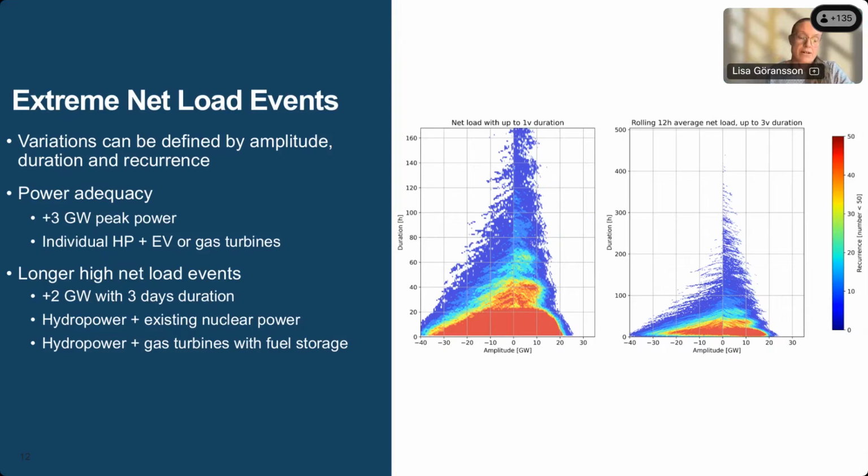And if we still have our existing hydropower and our existing nuclear power in the system, they can meet these total needs as well. But if we phase out the existing nuclear, we will need to complement the hydropower with gas turbine capacity.